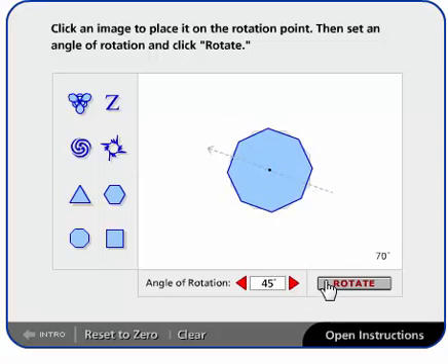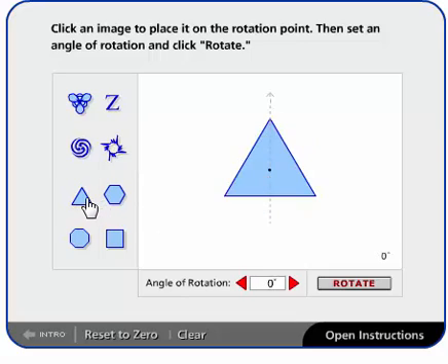45? Four times to get to 180, 7, and 8 times to get right back to 360. So it can turn 8 times, and the angle of rotation would be 45 degrees each time. Now, are you noticing where I'm getting this 45-degree rotation from?